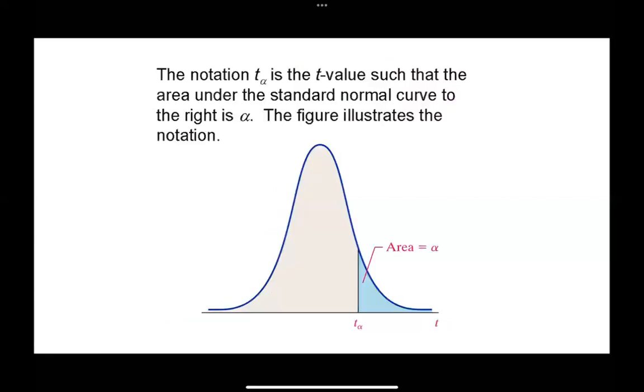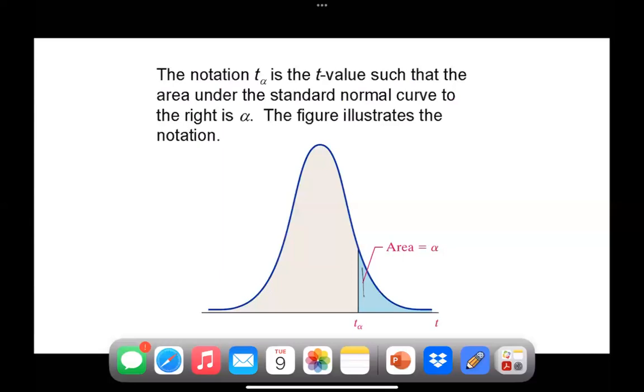Okay. So just like with our Z values, we have T sub alpha. So we use the T value with the sub alpha. The alpha is the area under a standard normal curve to the right. So this area right here to the right of my T value, this is alpha.